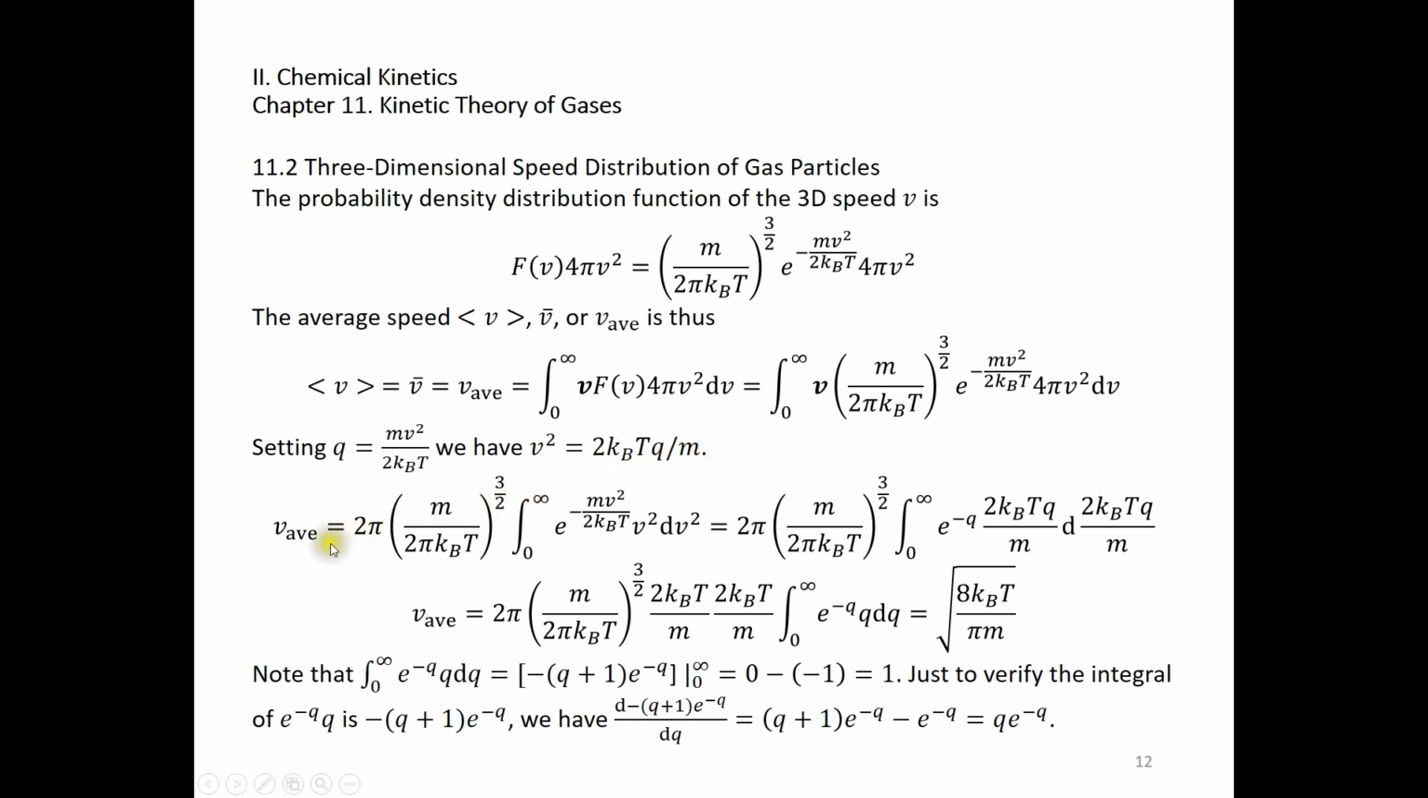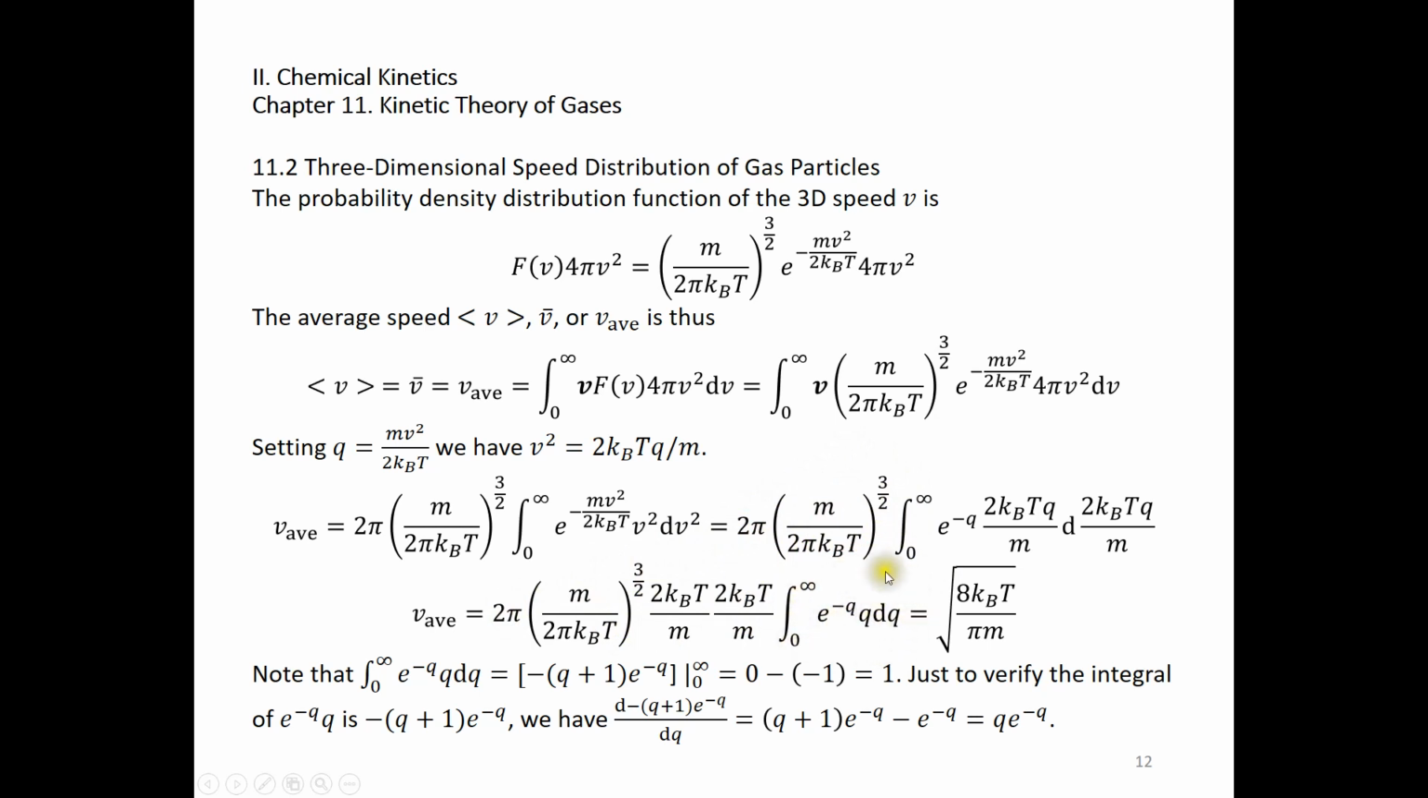So first, we write out the average speed over here in terms of v, and then I will start to replace this whole thing with q. v squared is just this guy. d v squared is just the differential of this guy. So now we have this equation. We can of course take 2 kBT over m out. We take this out as well, so you see this twice. I copied 2 pi here. I copied this m over 2 pi kBT to the power of 3/2 here.